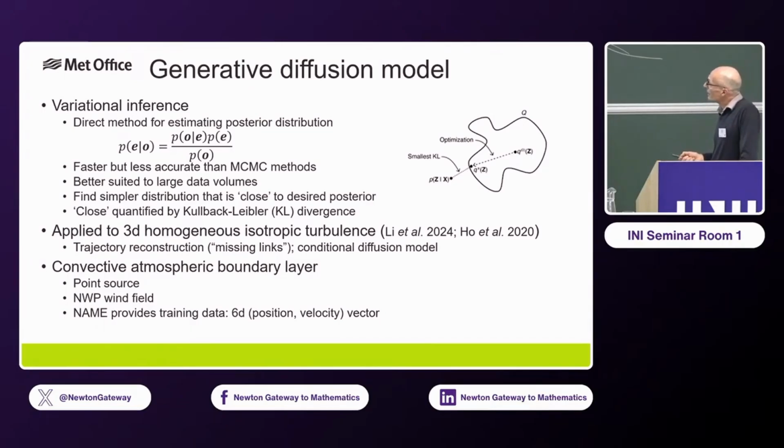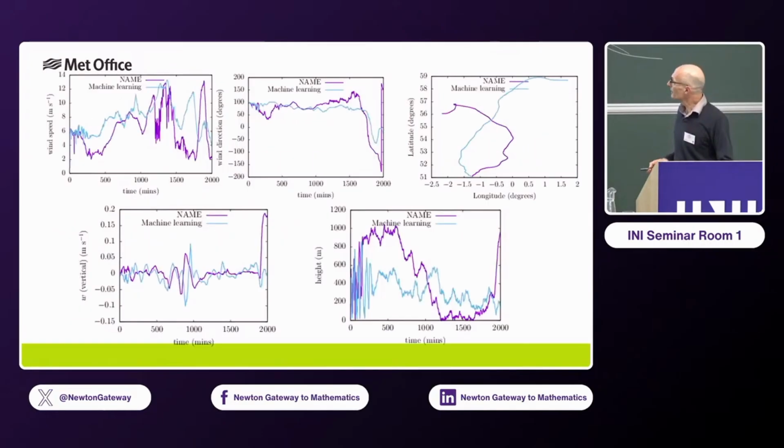Once you can do that, you're able to recreate your image, or you're able to recreate your trajectory. And this idea has been applied to homogeneous isotropic turbulence. And I've taken the same code and applied it to a convective atmospheric boundary layer. So we have a point source in a typical sort of summer afternoon flow field, taking the flow field from the NWP model, and then used NAME to provide the training data. And these are the sorts of trajectories that it comes up with.